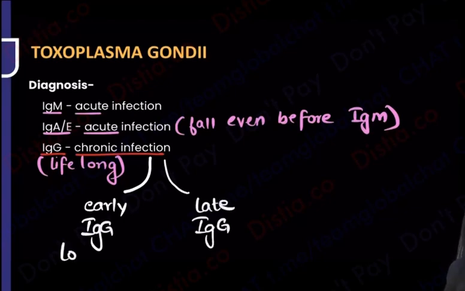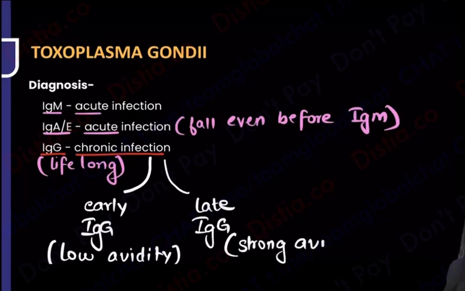So in early cases there is going to be a low avidity. The binding is going to be low avidity, whereas in late cases there is going to be a very strong or a high avidity that you will notice for this IgG. So let me show you the application of this. That is going to make much more sense. Have a look at this table over here.